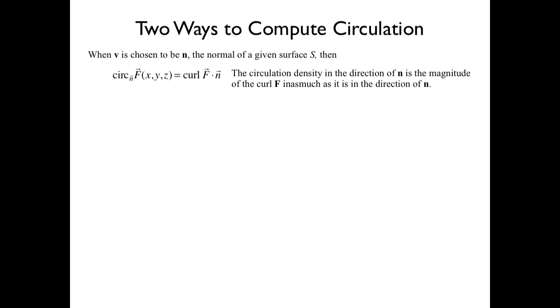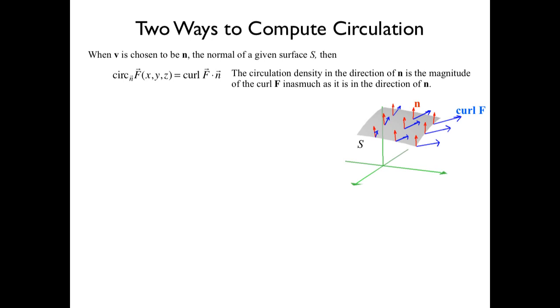Like we said, this is the same thing I wrote at the bottom of the last slide: the circulation density in the direction of N for a surface. It's the magnitude of the curl in as much as it's in the direction of N. That's why it's a dot product. We're just taking the magnitude of the strength of rotation. We know curl is a vector function. We take the magnitude of that in the direction of N, so that's some portion of the curl, and that's the circulation density in the direction N.